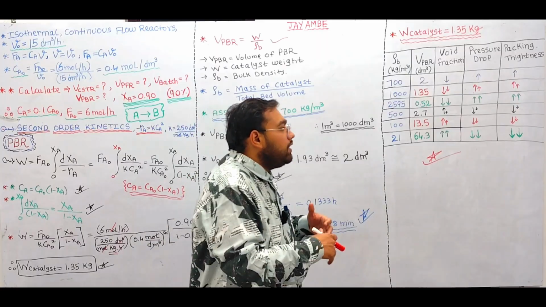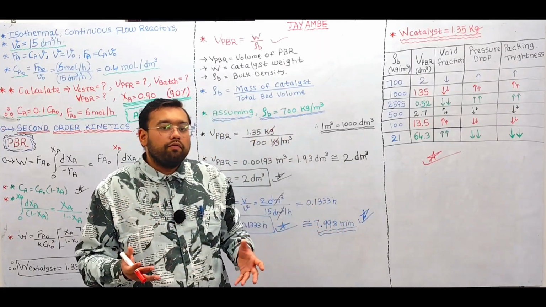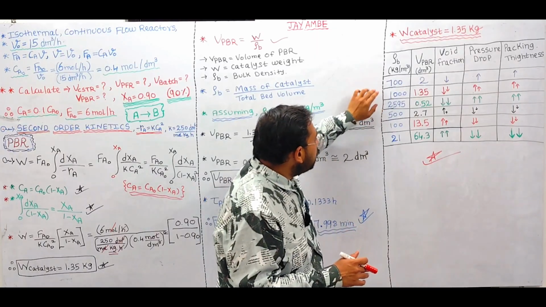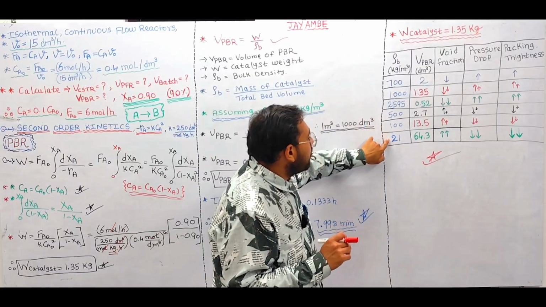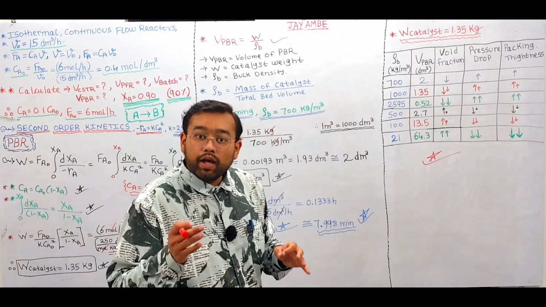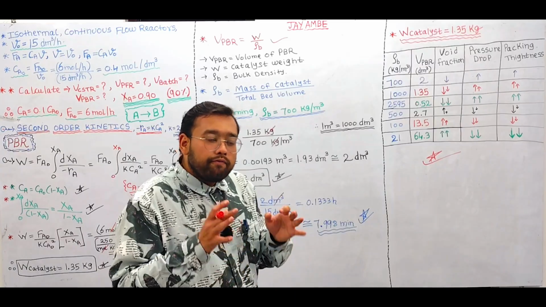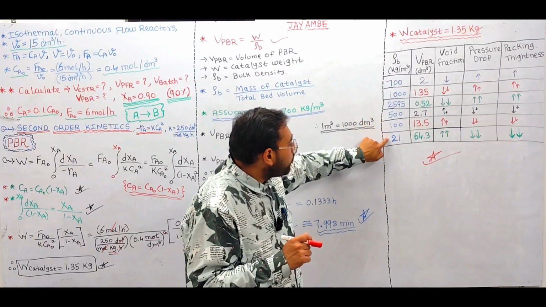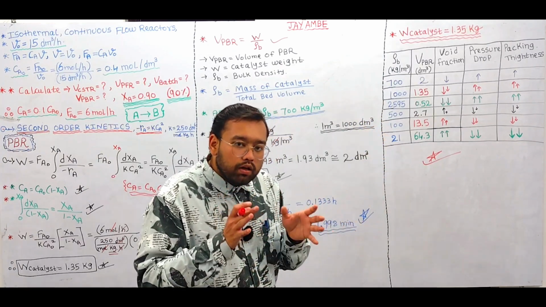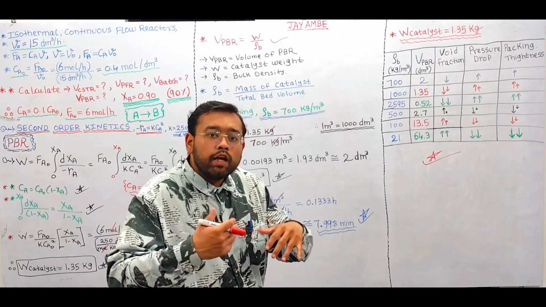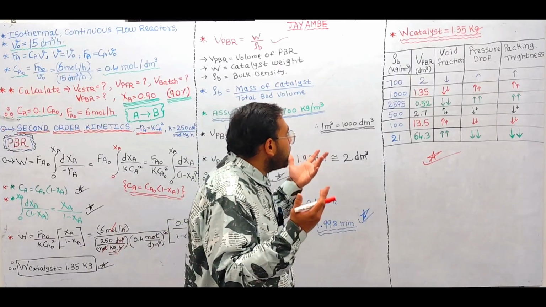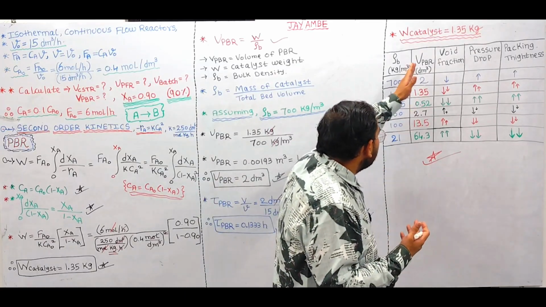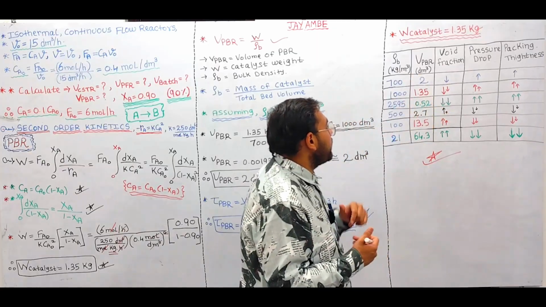Now the other case: what if I reduce the bulk density, from 700 to 500, 121? So now we are trying to understand the effect of a decrease in bulk density from 700 to 500, 121. How does the decrease in bulk density affect the other operating parameters, like the volume of the packed bed reactor, the void fraction, the pressure drop, and the packing tightness?